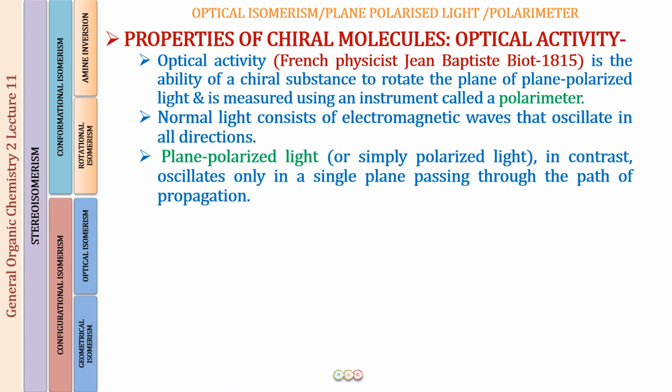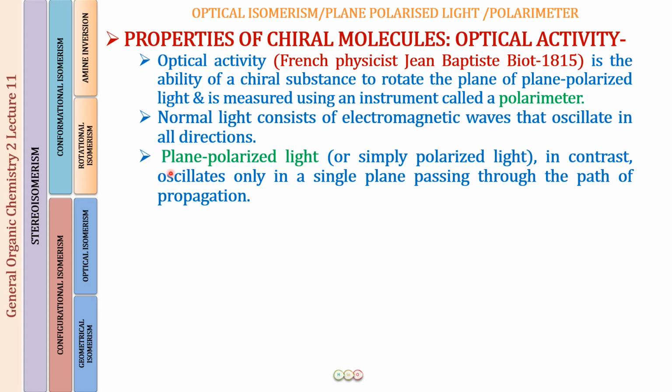So now the normal light consists of electromagnetic waves that oscillate in all directions, whereas plane polarized light is going to consist of oscillations in a single plane only. Now the other thing that you have to remember is that the normal light is going to consist of electromagnetic waves of varying wavelength. There are going to be many wavelengths present. For example, if we talk about visible light, you all know VIBGYOR: violet, indigo, blue, everything. They are all lights having a specific, different wavelength, and light consists of electromagnetic waves of all these varying wavelengths.